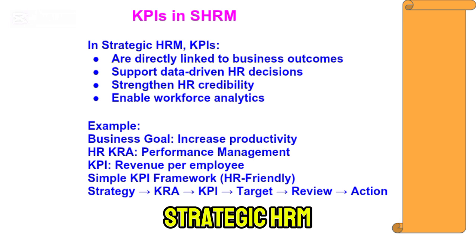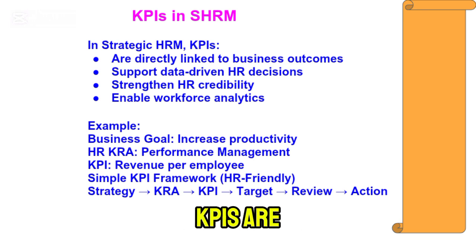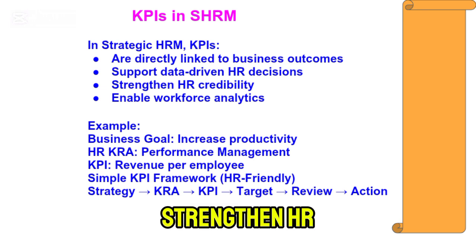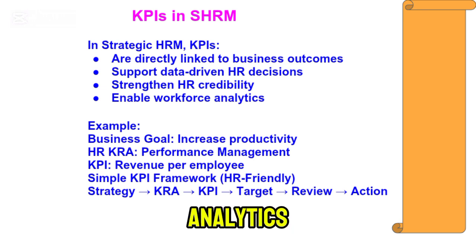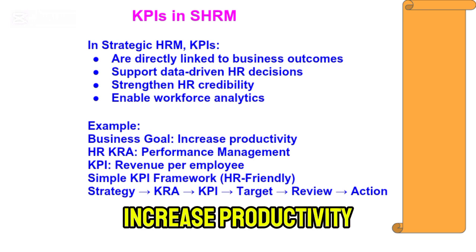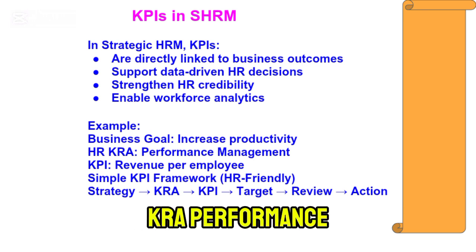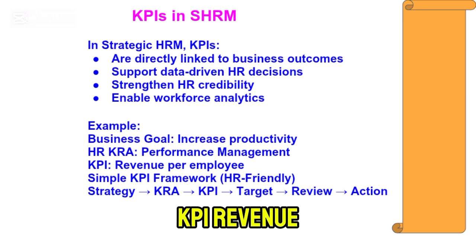KPIs in SHRM. In strategic HRM, KPIs are directly linked to business outcomes. They support data-driven HR decisions, strengthen HR credibility, and enable workforce analytics. Example: business goal, increase productivity. HR KRA: performance management. KPI: revenue per employee. Simple KPI framework, HR-friendly: Strategy, KRA, KPI, Target, Review, Action.